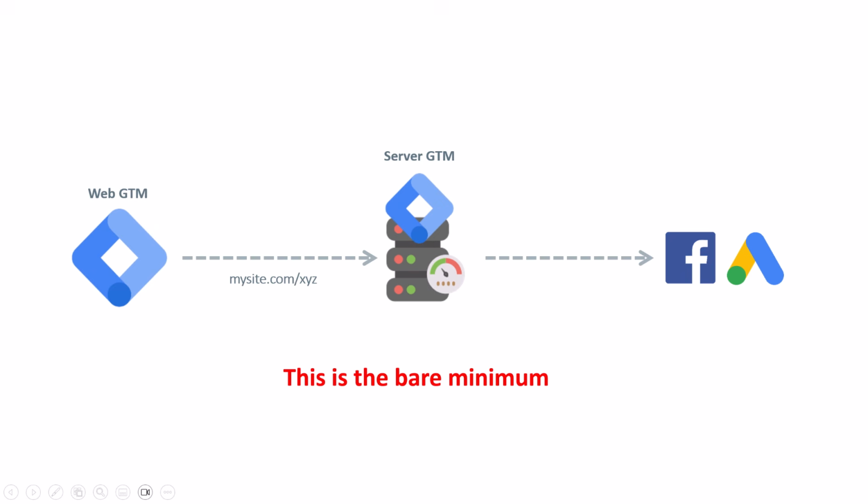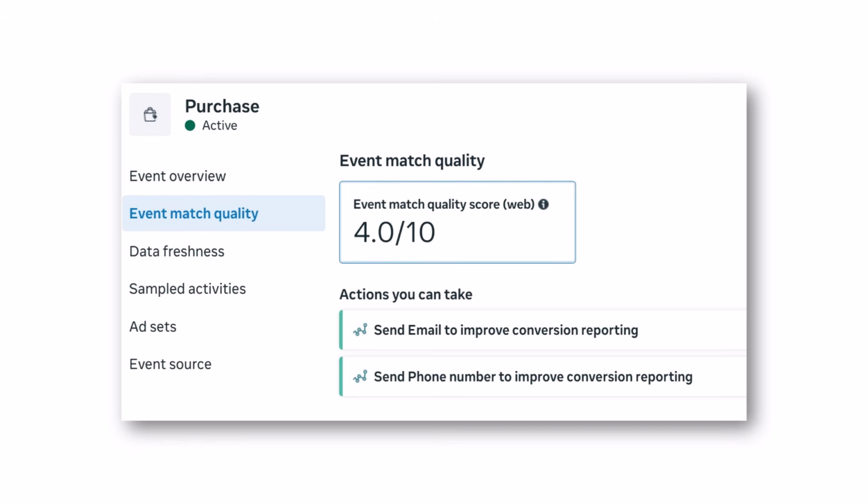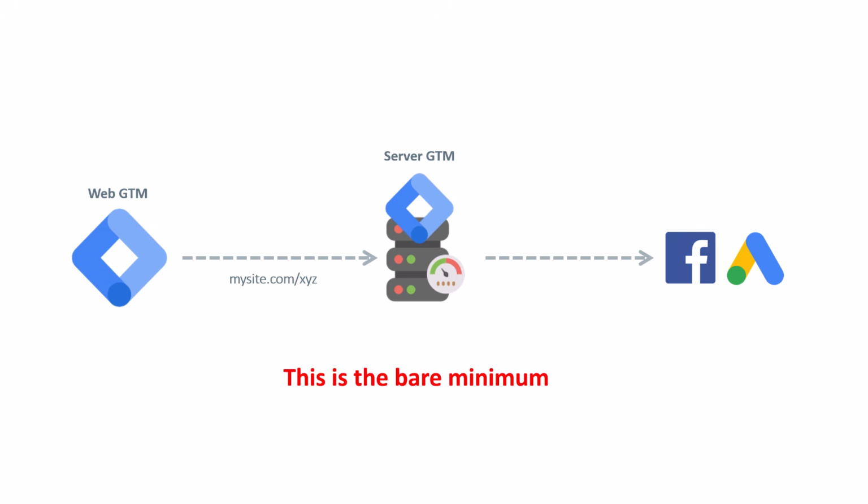Because if you just send what you get from the browser, sometimes you might find yourself in situations where your event match quality score in Facebook is still low, because your events are missing valuable user-provided data like email, first name, last name, and so on. So instead of having just this, you should also use server-side Google Tag Manager to enrich data.